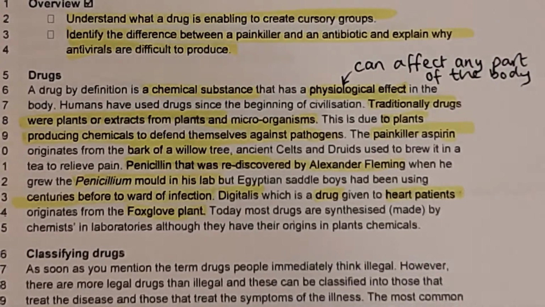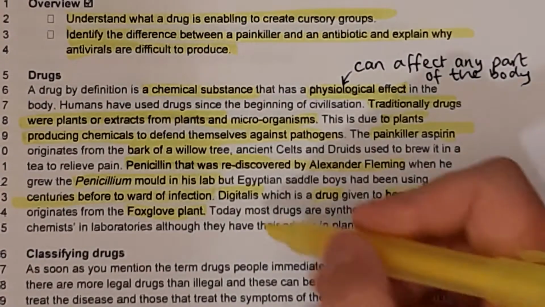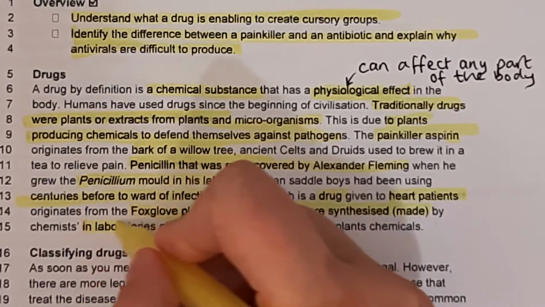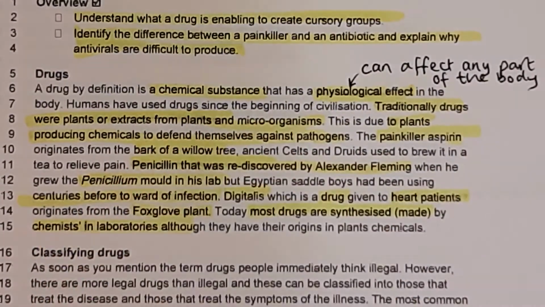If you give them a small amount of it, then it can cure a cardiac arrhythmia, which is where your heart beats irregularly and often too fast. So it changes the way your heart beats. So today, most drugs are synthesized, which means we create them in a man-made way. We don't extract them from plants. We do this in laboratories, and it's chemists that do this, even though originally they came from plants.